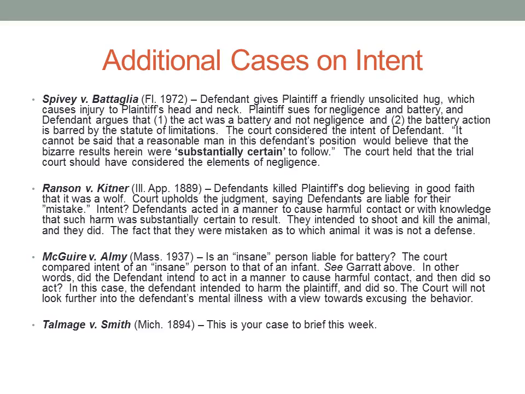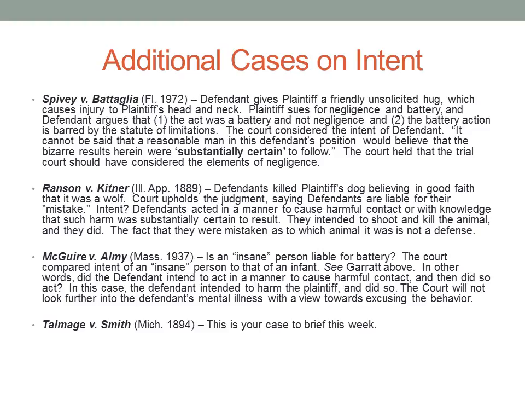So moving on, there are a few other cases centering on intent in this week's reading. The Spivey case, a defendant gives plaintiff a hug. It was a friendly, unsolicited hug. As the book says, she was shy, and he attempted to give her a hug. But somehow he ended up causing injury to her head and neck. Must have been one hell of a hug. Plaintiff sues for negligence and battery.